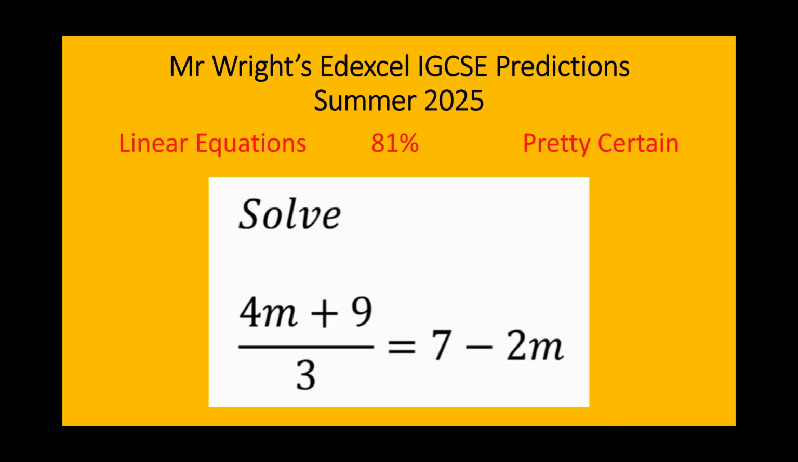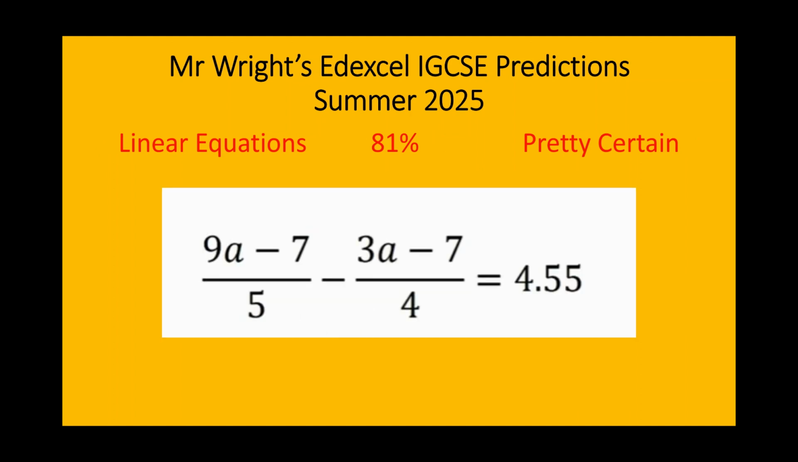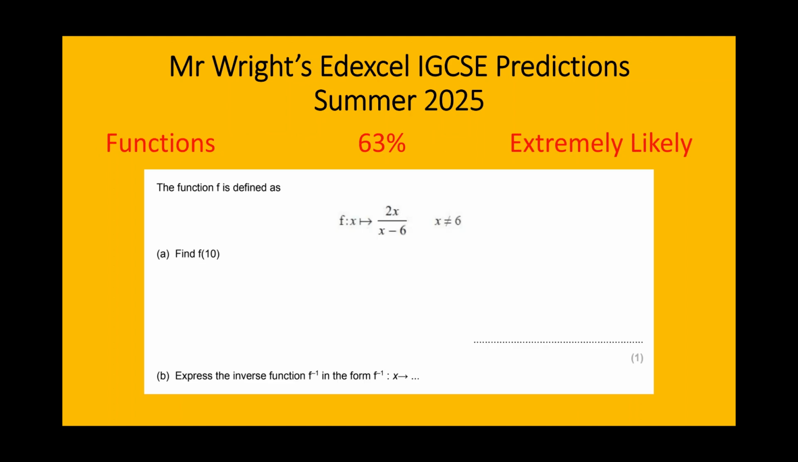Linear equations, an 81% chance. They are pretty certain to come up on the next paper that you sit. Indeed, I reckon they'll be across the two papers. Here's an example of a linear equation, one which involves you dealing with that fraction on the left and then leaves you with an equation with unknowns on both sides. And here's a more complex example of a linear equation. In that case, I think I would probably multiply both sides by 20, or perhaps I'd combine those two fractions on the left.